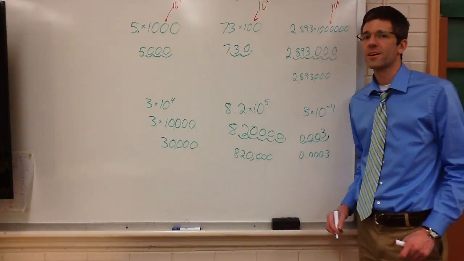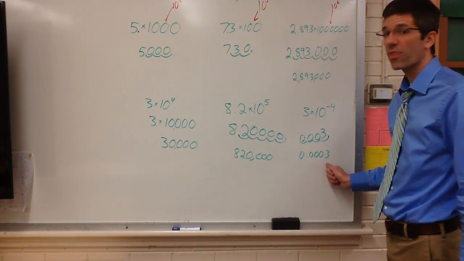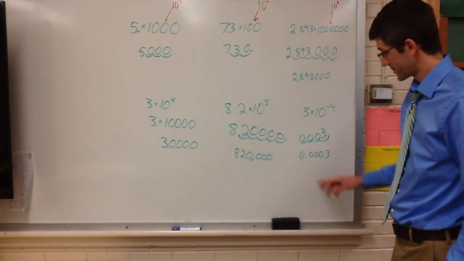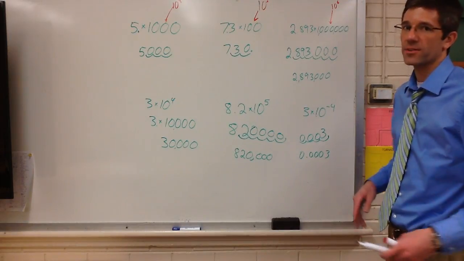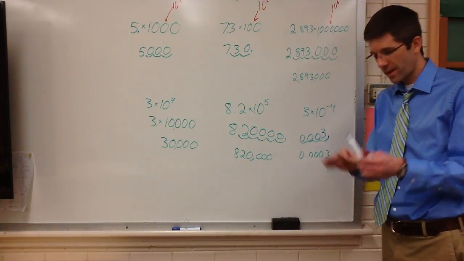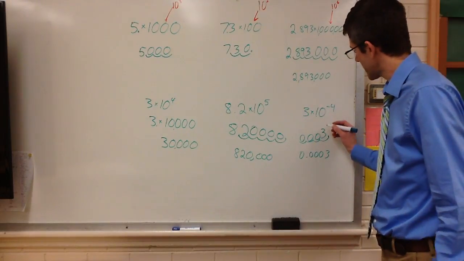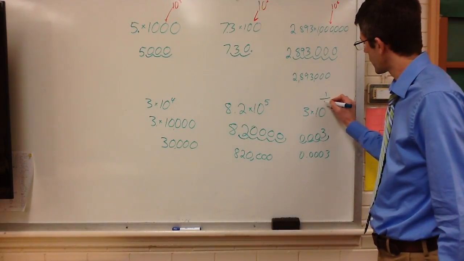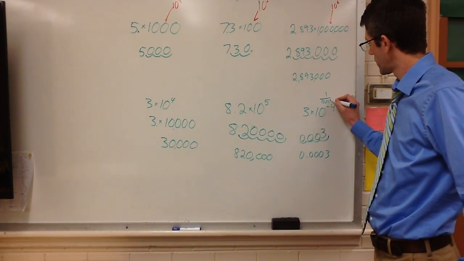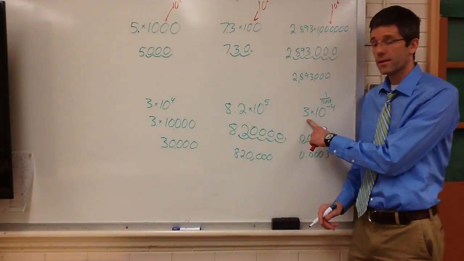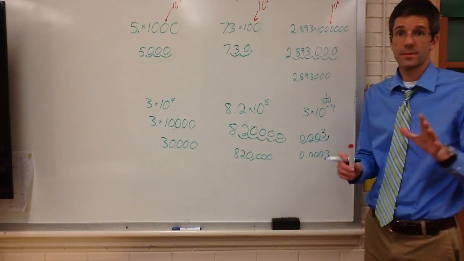Let's read this the way it really is. 3 10,000ths. Tenths, hundreds, thousands, 10,000ths. 3 10,000ths. All right, let's wallow in this for just a second. 10 to the negative 4, that's the same thing as saying 1 over 10 to the 4. 3 10,000ths. Same thing.